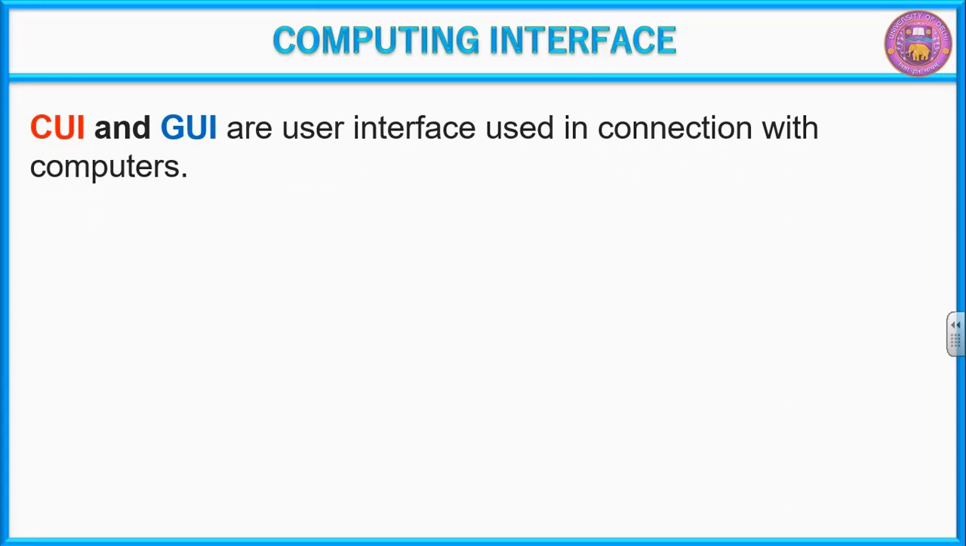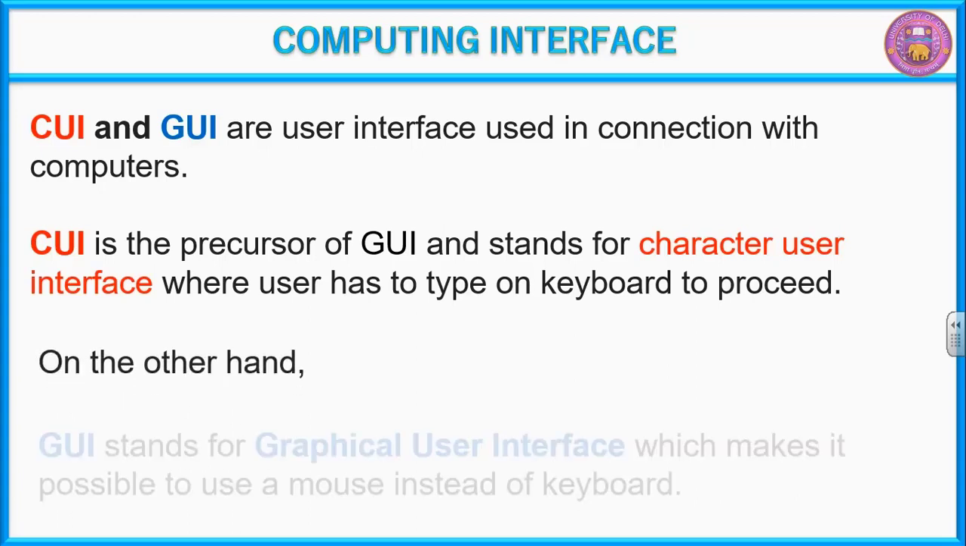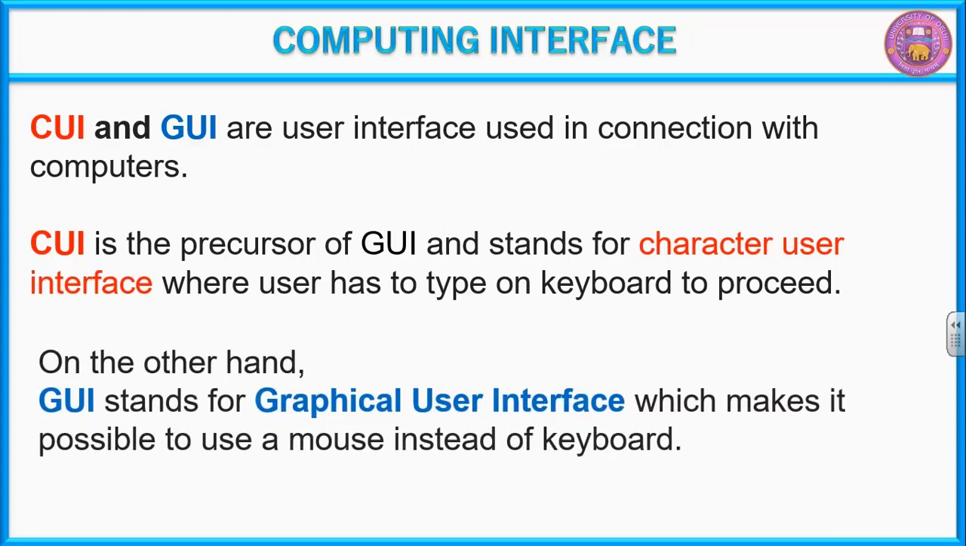CUI and GUI are user interface used in connection with computers. CUI is the precursor of GUI and stands for character user interface, where user has to type on keyboard to proceed. On the other hand, GUI stands for graphical user interface, which makes it possible to use a mouse instead of keyboard.